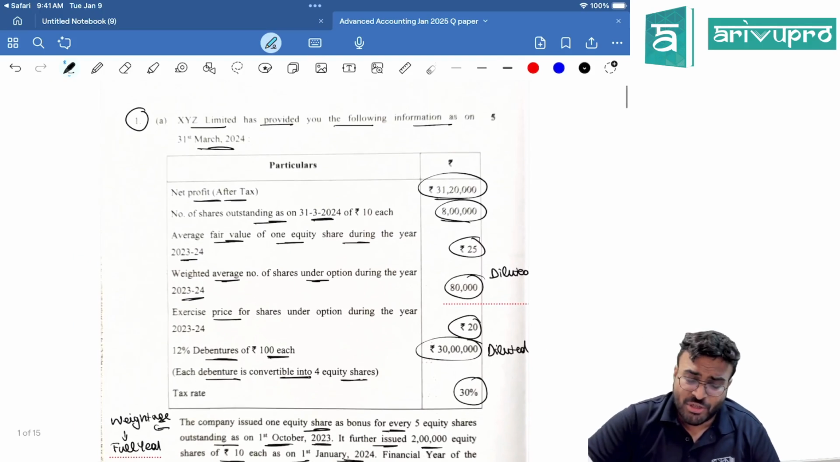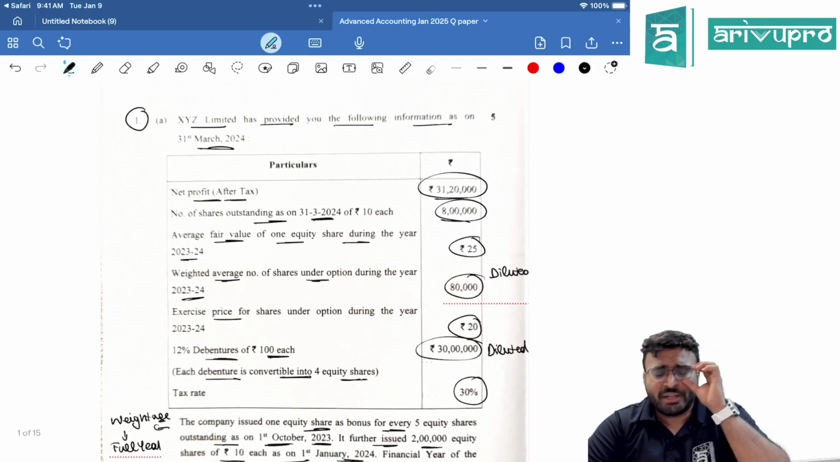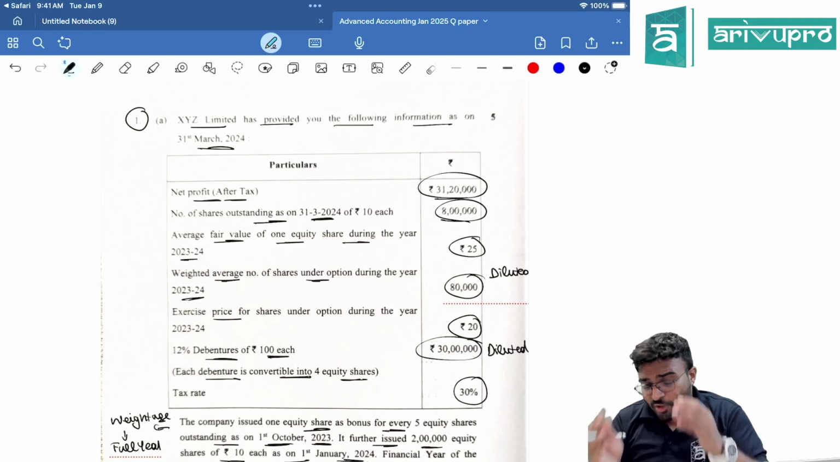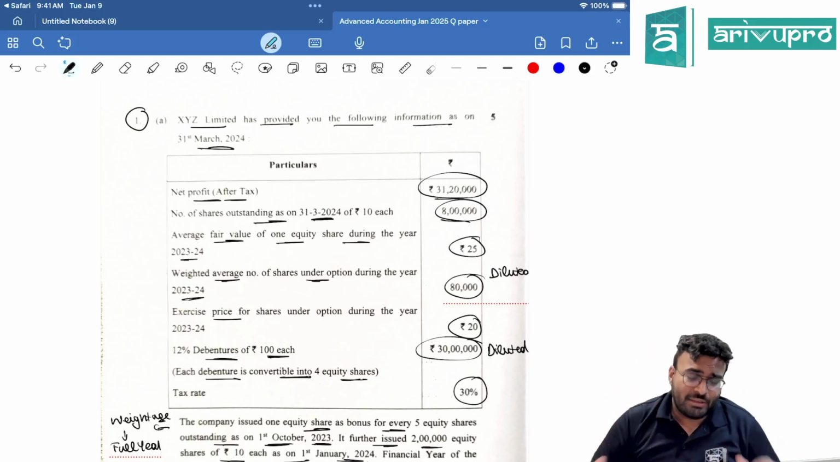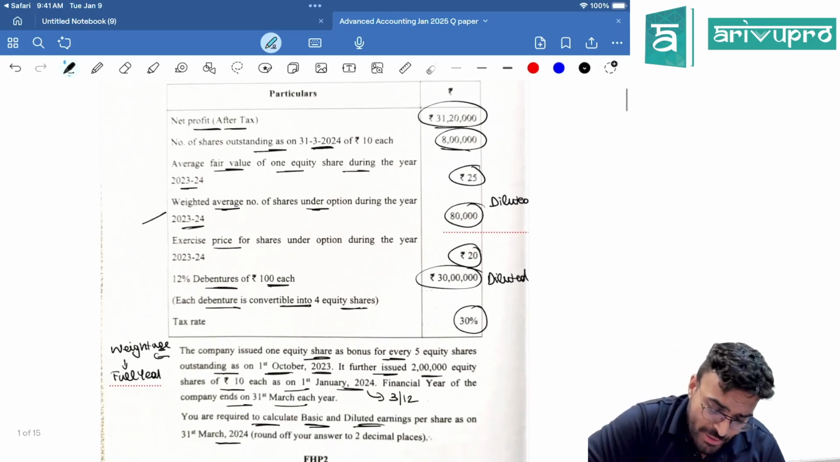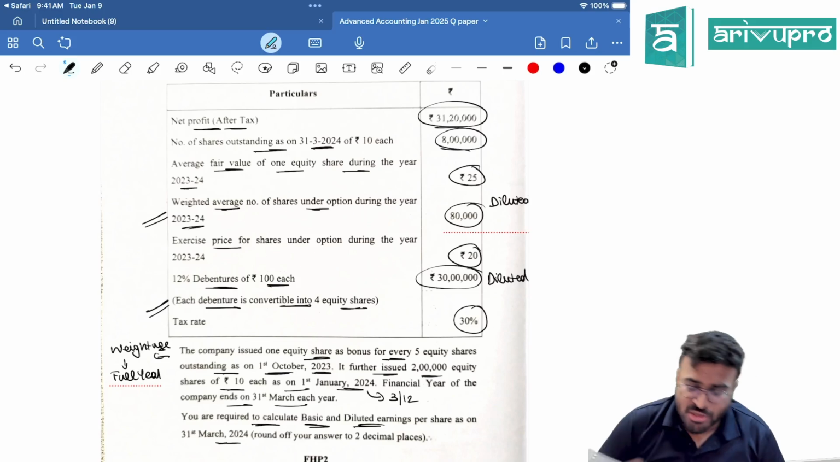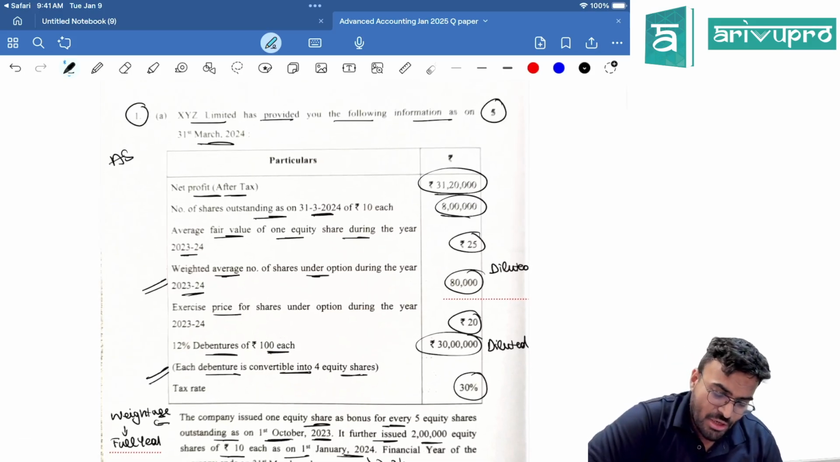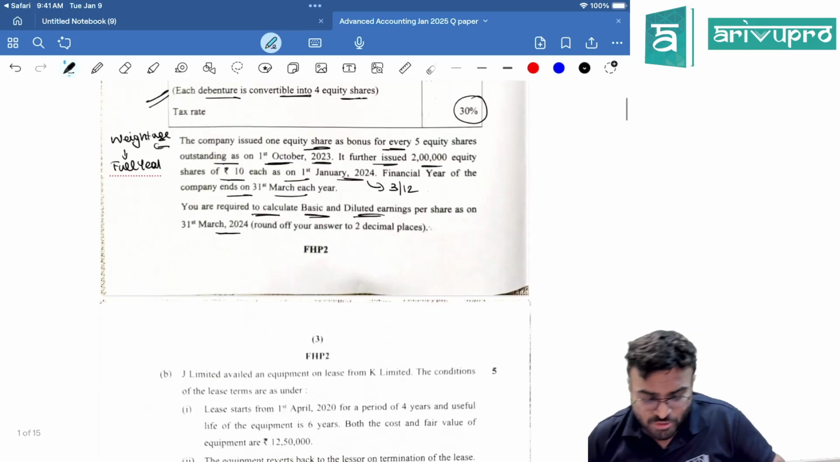Easy question, guys. When calculating basic EPS, remember to give weightage from the starting of the year for bonus shares, and for the other shares you have to give weightage only for the respective time period. Dilution will be caused by options as well as by convertible debentures. Easy 5-mark question from AS 20 asked in the exam. Let's go to the next one, guys.